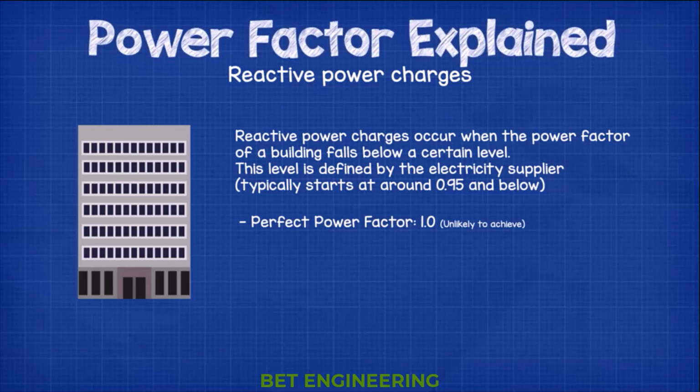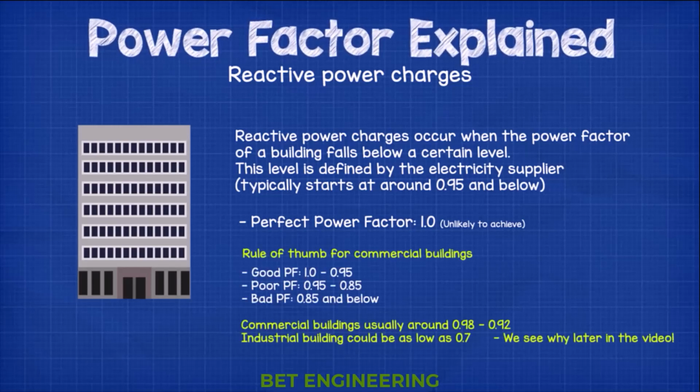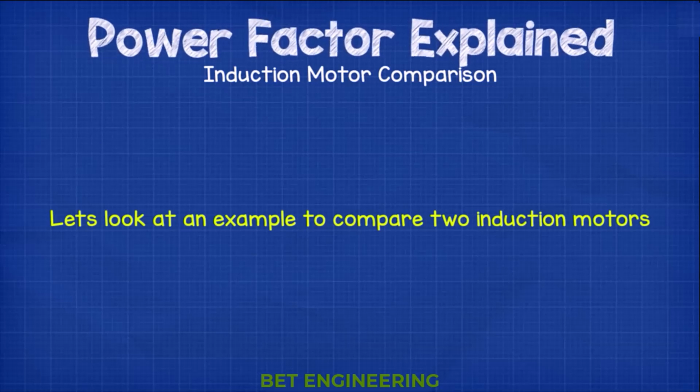In large commercial buildings, the overall power factor is likely to sit in the following categories. Good power factor is generally between 1 and 0.95. Poor power factor is anything from 0.95 to 0.85. Bad power factor is anything below 0.85, could be as low as 0.7. We'll look at what causes this shortly. Let's first have a look at an example.